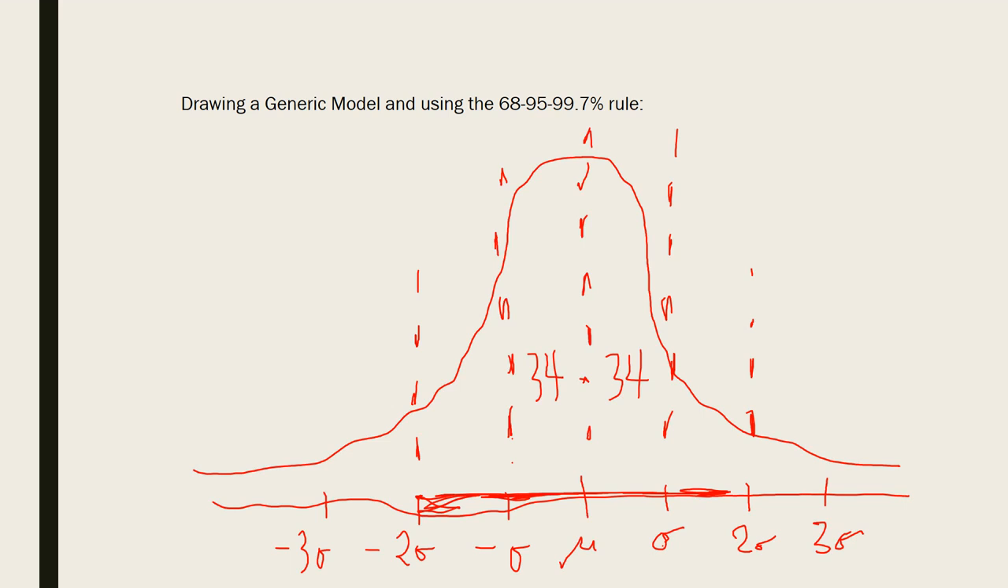So what's left over is 95 minus 68. Well, what's 95 minus 68? I should probably get a calculator out. It's too early for me to do calculations. 95 minus 68 is 27. It's 27% that exists in these 2 segments. Right here and right here represent 27% of the data. And again, it's symmetric. Therefore, half of the 27% is in this area, and half of the 27% is in that area.